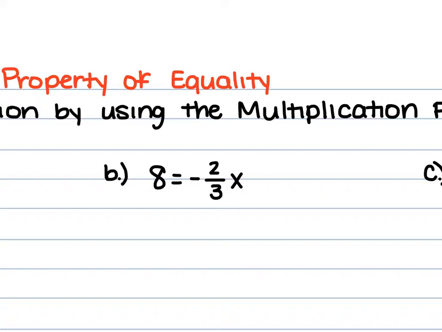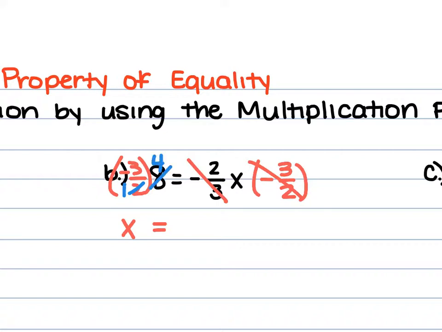Remember, when you're dividing fractions, you're also multiplying by the reciprocal. So the reciprocal of this negative 2/3 is going to be a negative 3 over 2. And we're going to multiply the 8 by negative 3 over 2 as well. So those cancel out. We're left with x is equal to, the 2 is going to become a 1, and the 8 is going to become a 4. So negative 3 times 4 is negative 12.